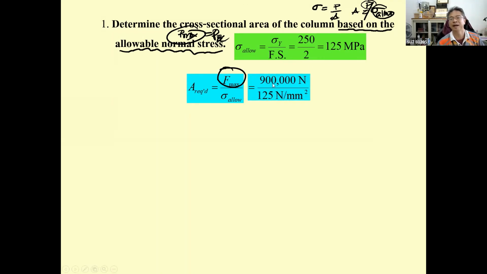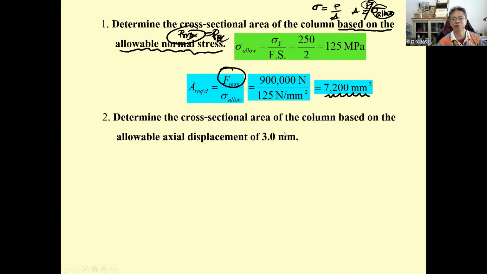So it's going to be 900,000 Newton per 125 Newton per square millimeter. So the column can be 7,200 square millimeter for strength based design.